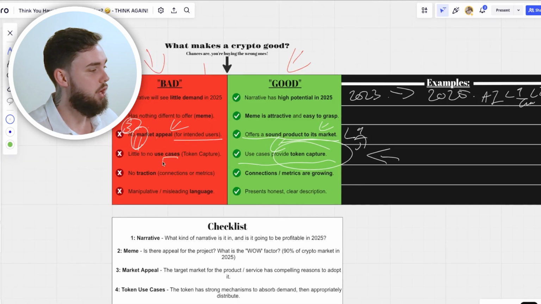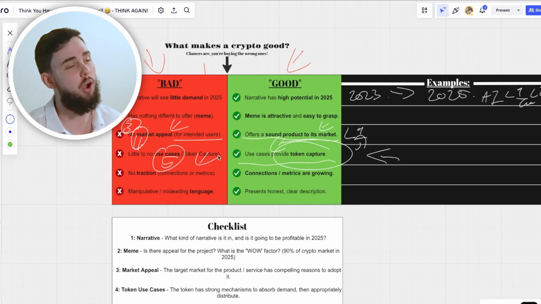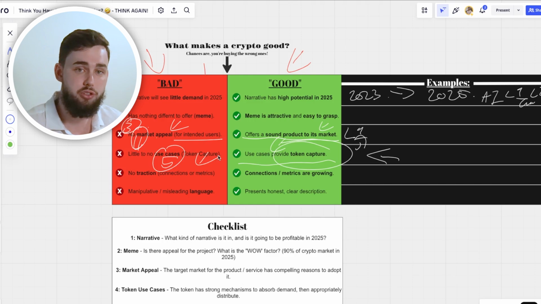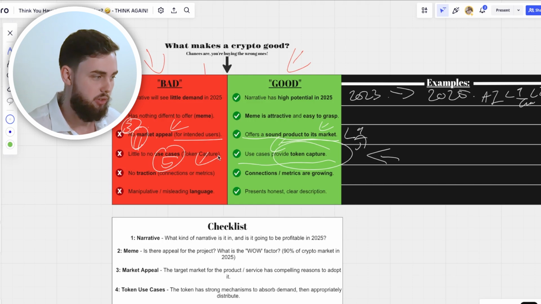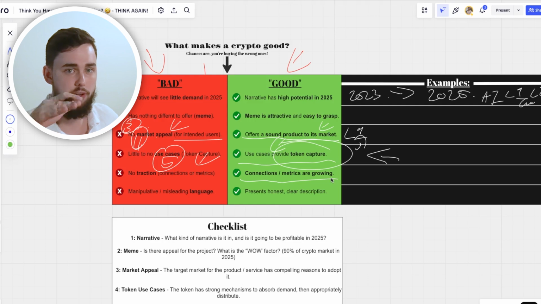And number 5, no traction. So is it getting connections, and is it establishing itself in the ecosystem, therefore blowing up the metrics, more transactions, right? On the daily or the weekly or the monthly? Are they getting new users, right? New active users are increasing, TVL, things like this, okay? So it's not always about that. It doesn't always have to be going up. I want to say, for the record, it can definitely be moving sideways or going down.